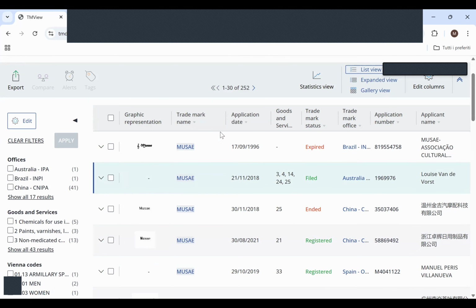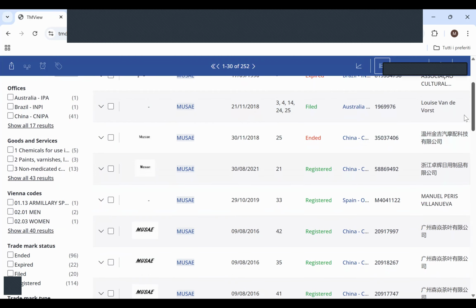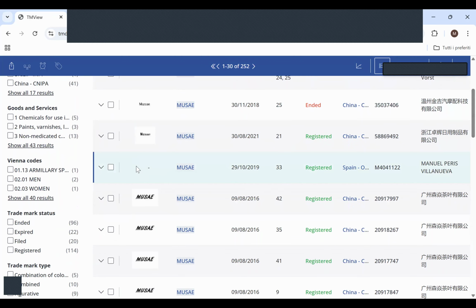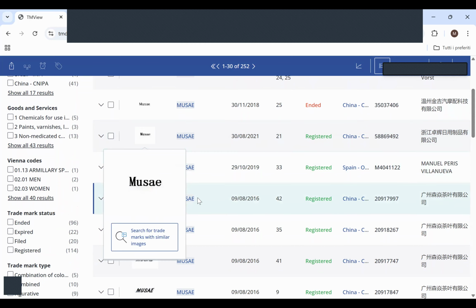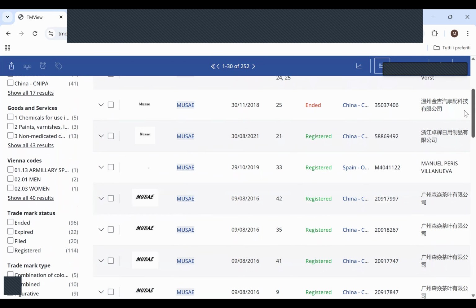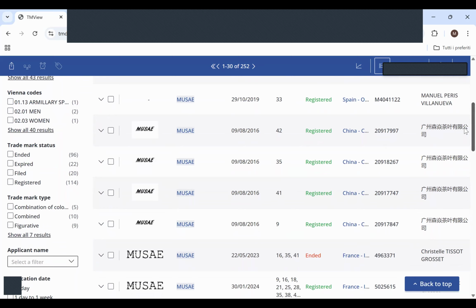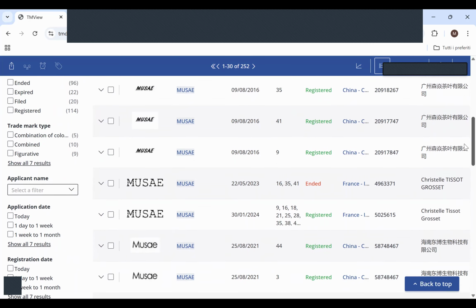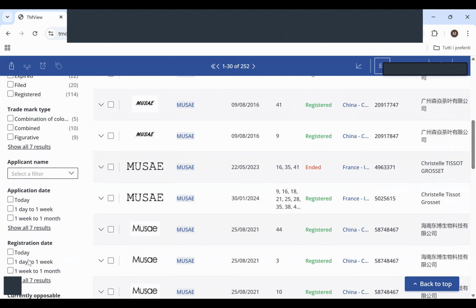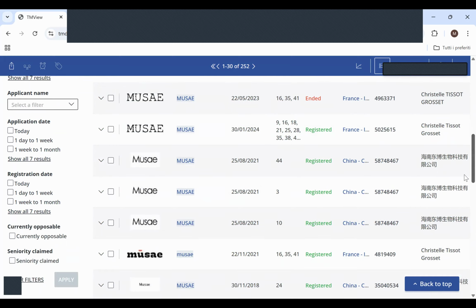But just to give you an idea, we have 252 Muse that have been already registered. And here you have the different appearance. You may see when they have been registered. You may look for a specific applicant if you want.